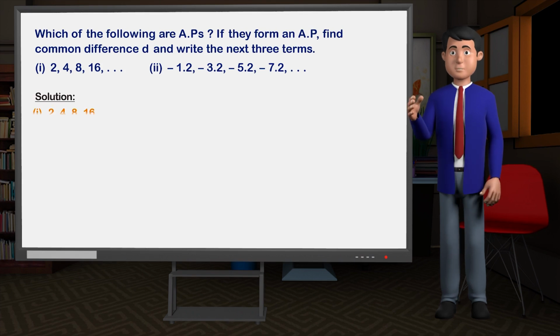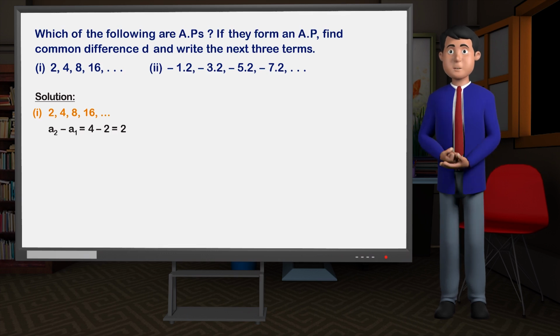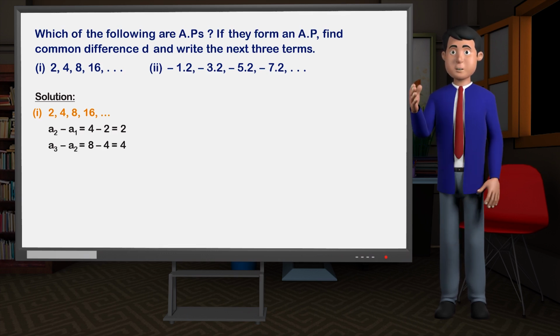Solution. First one. Consider the numbers 2, 4, 8, 16 and so on. A2 minus A1 is equal to 4 minus 2, that is equal to 2. A3 minus A2 is equal to 8 minus 4, that is equal to 4. A4 minus A3 is equal to 16 minus 8, that is equal to 8. Here we can observe that the difference is not same, so it is not an AP.